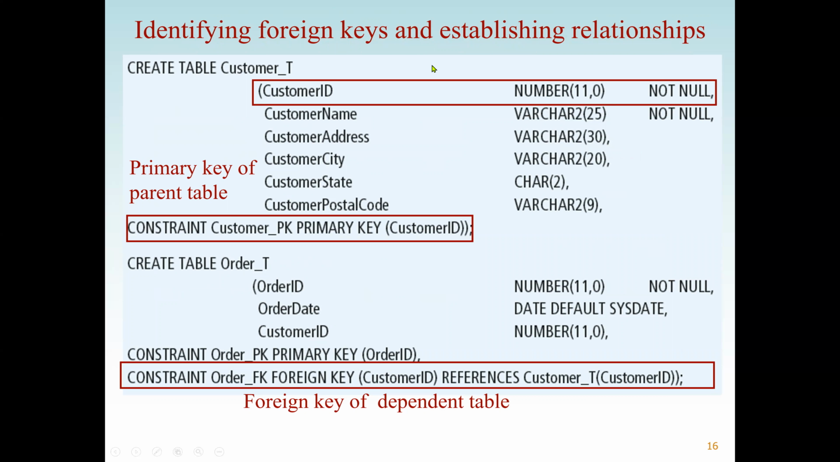Now, identifying the foreign keys and establishing relationships. So when we create our table like customer T, we have all these attributes. Now, to identify the foreign key: for example, customer ID is a primary key. So a foreign key will be a key that is a primary key in another table. So here for now, we are identifying the primary key field, constraint customer primary key field, customer ID.